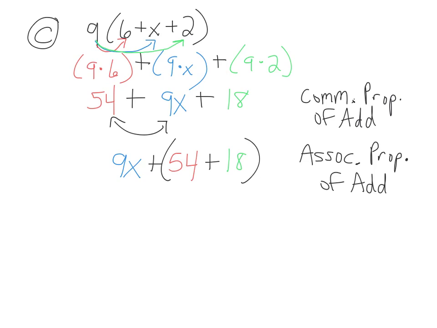And then we could just finish it off. Again, we can't really do anything with that 9x because it can't be added together with the constants, but we can bring 54 and 18 together, which equals 72. And so our simplified expression would be 9x plus 72.